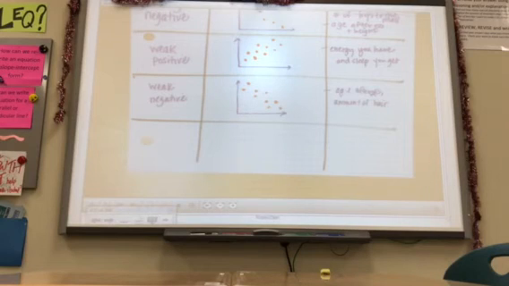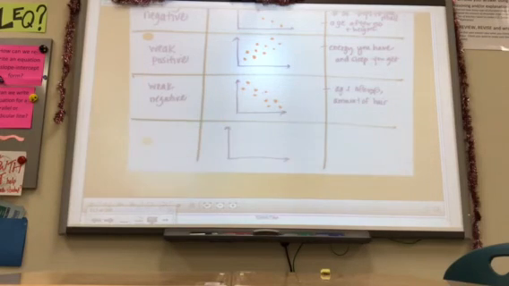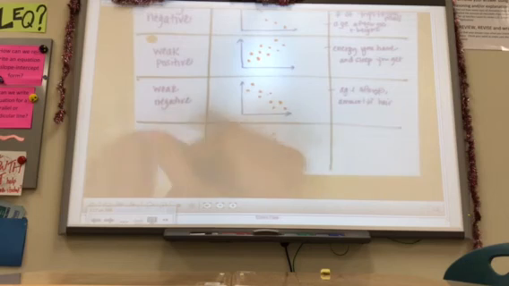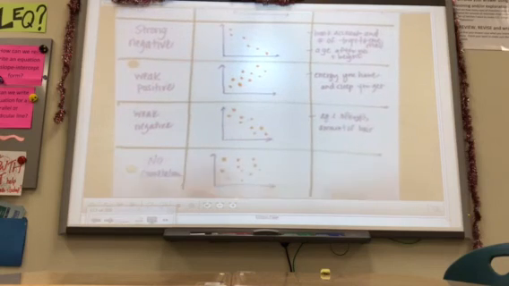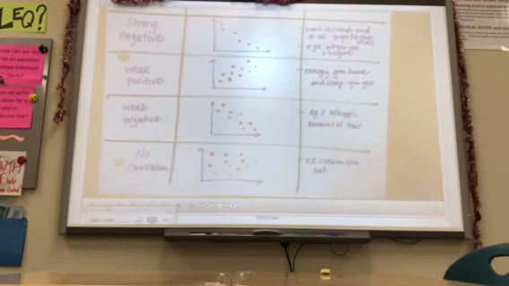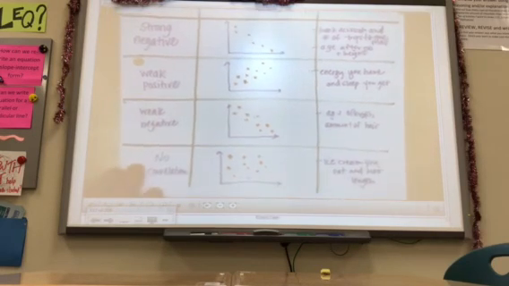All right, and then the last one, you may have guessed it. It looks like this. Does there look like there's any kind of pattern here? So we're going to say it has no correlation. So a few tips for no correlation. Maybe this is ice cream you eat and your hair length would probably not have much correlation.